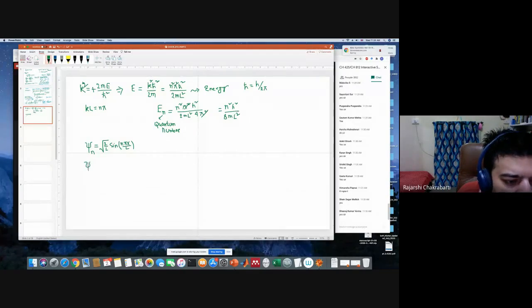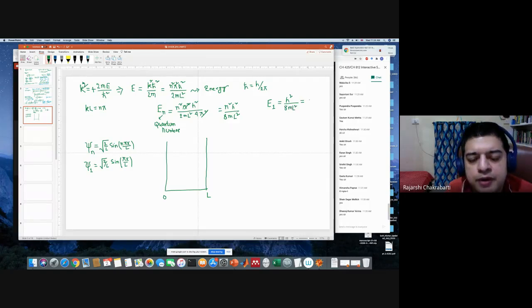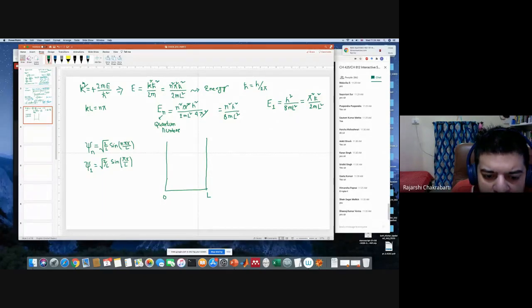Now, if I take psi 1, what is the expression? Psi 1 is root 2 by L sine pi x by L. And let me draw the box. The box is between 0 and L. And let me calculate the values of this energy. E1 is what? It's going to be h square by 8mL square. If you want to write everything in terms of h cross square, it is pi square h cross square by twice mL square. So maybe this is some positive quantity. I'll assume this is your first energy level, which I call E1. The expression for the energy for this level is E1 equals pi square h cross square by twice mL square.